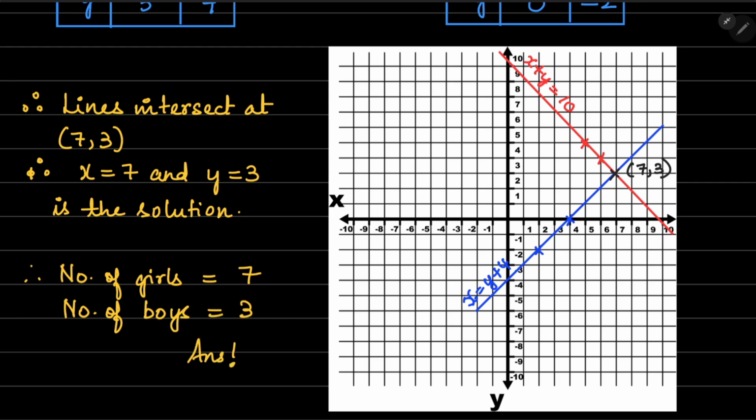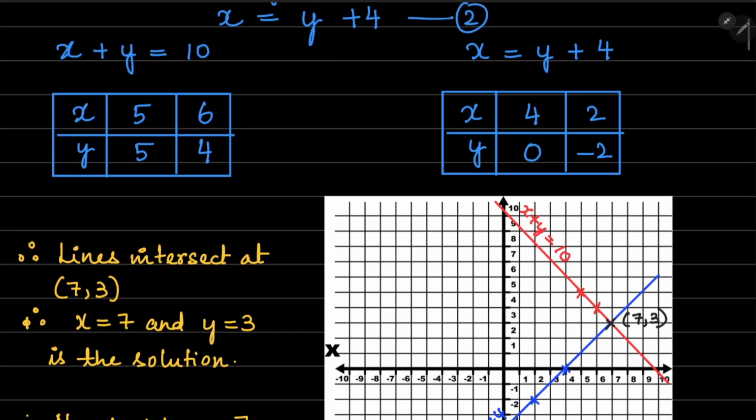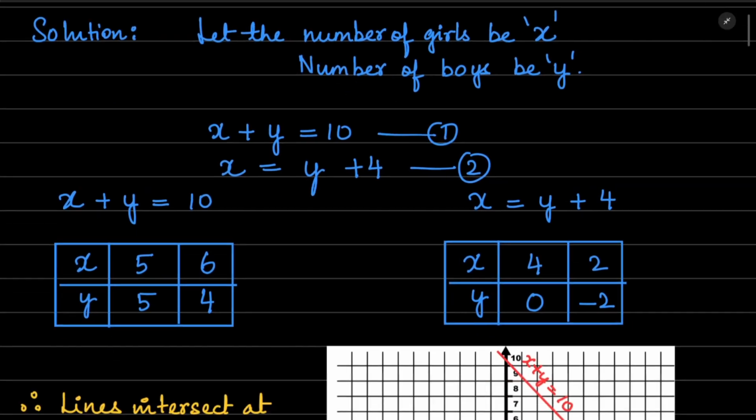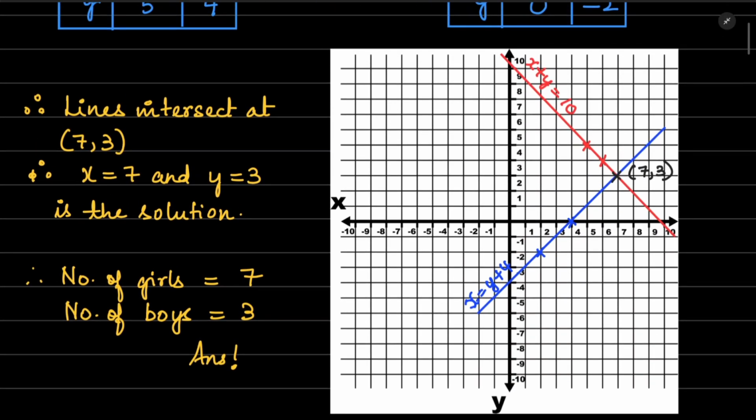So it would have been much easier to do it in an algebraic way. In case you're asked the same question, and you're only given the question and not specified how you have to solve it, you can use the most convenient way, either substitution or elimination method. And whichever way you solve, you'll still be getting the same answer. Okay, so this is your first question.